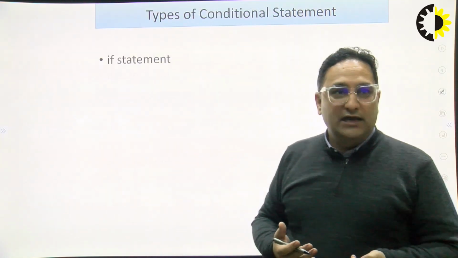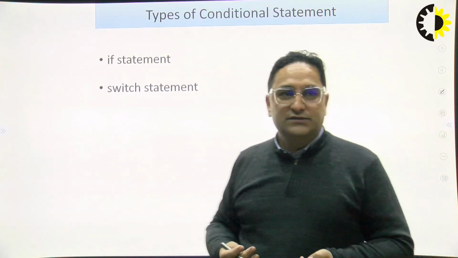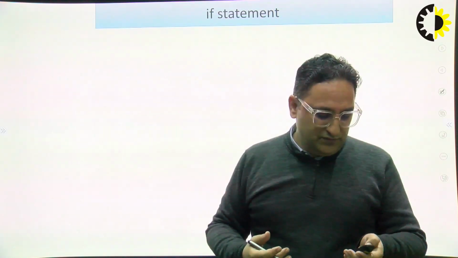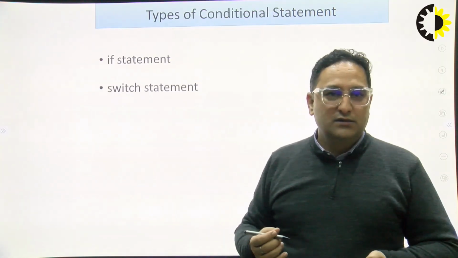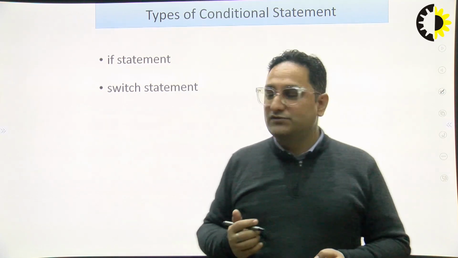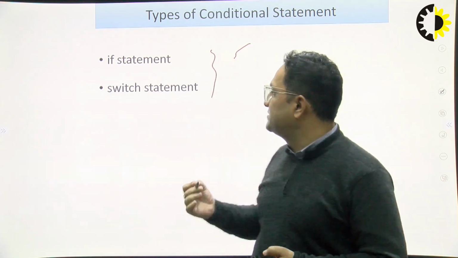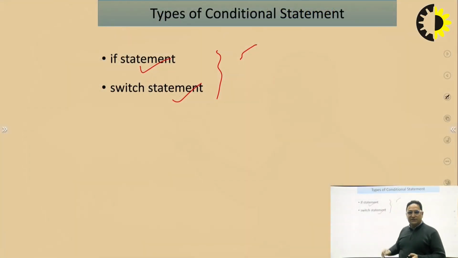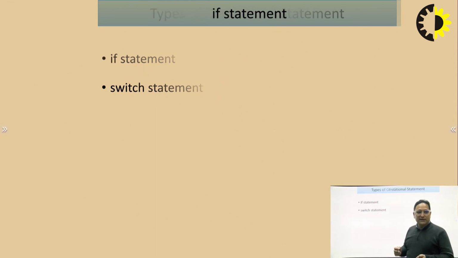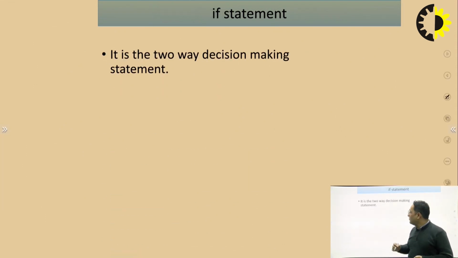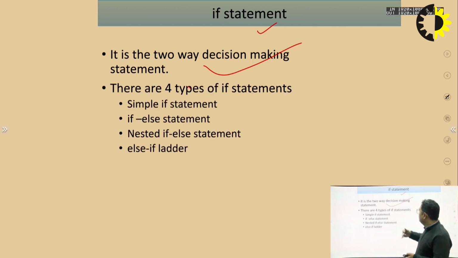Now, types of conditional statements. Looking at things from the very basic perspective, these are the typical two types of conditional statements: if statements and switch statements, right? Let's move ahead. When we talk about the if statement, it is a two-way decision: as I just mentioned, if the condition is true, do this. So it's a two-way decision making.